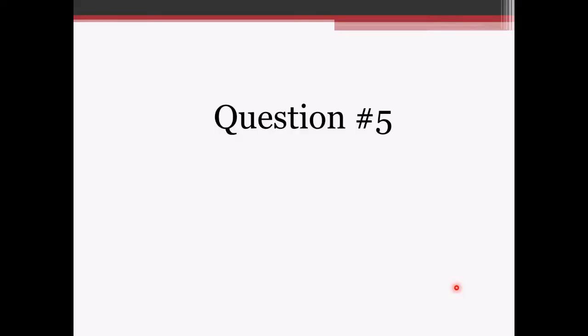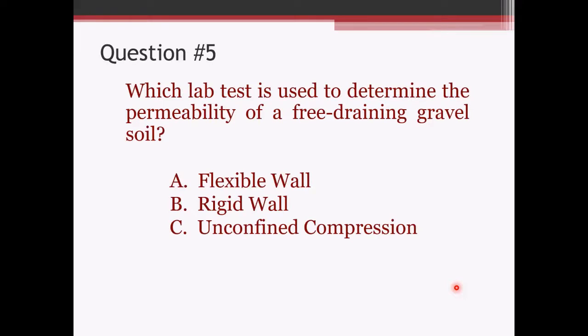Brian, please continue. Okay, question 5: which lab test is used to determine the permeability of a free draining gravel soil? And the answer is B, rigid wall.